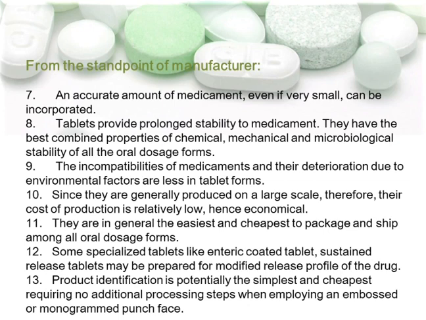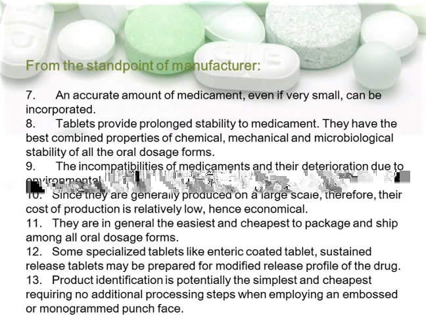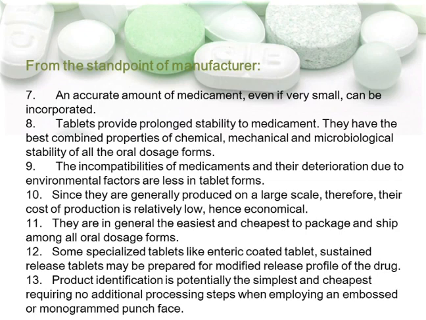Some specialized tablets like enteric coated tablets, sustained release tablets can be prepared by modifying the release profile of drug. Product identification is potentially the simplest and cheapest, requiring no additional processing steps when employing an embossed or monogrammed punch phase. Engraving and embossing can be done during the manufacturing only by employing the embossed or monogrammed punch phases.